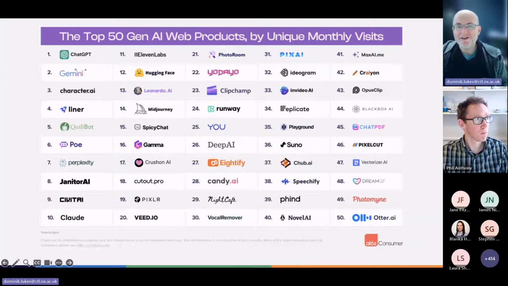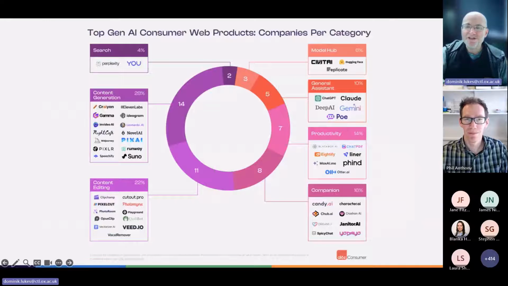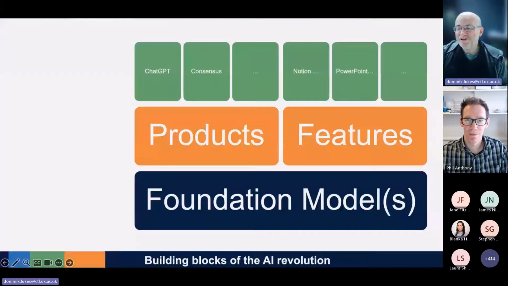And so there are loads and loads of web products. There's 50, these are the 50 most common. There are different categories. And so often, there's this beautiful landscape of AI out there, but sometimes it feels a bit swampy. And then, of course, all of these things have a similar building block. So they're all built on some foundation models. And then the products and features are designed based on the model. So we need to think about the features as well as the model.